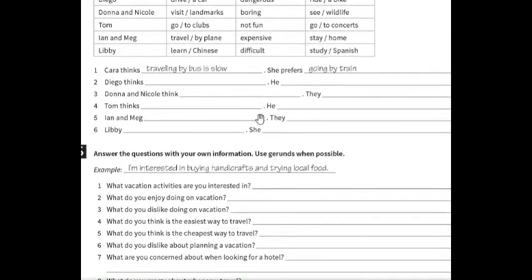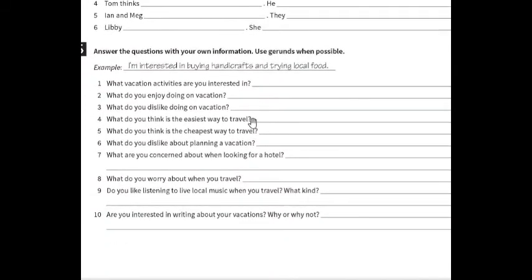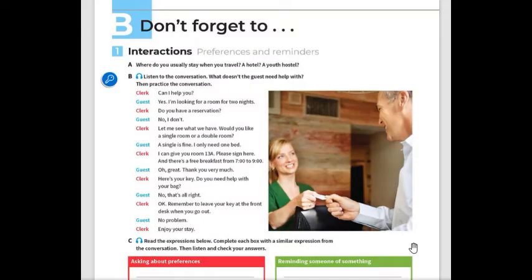and use gerunds when possible. Okay, so you have these questions. That will be our activity number 2. So you can answer these questions using gerunds if it's possible. Well, if it's not, you can omit it. But this is activity number 2. Answer the questions with your own information. This is to practice with gerunds, of course. Now we're going to move to part B.